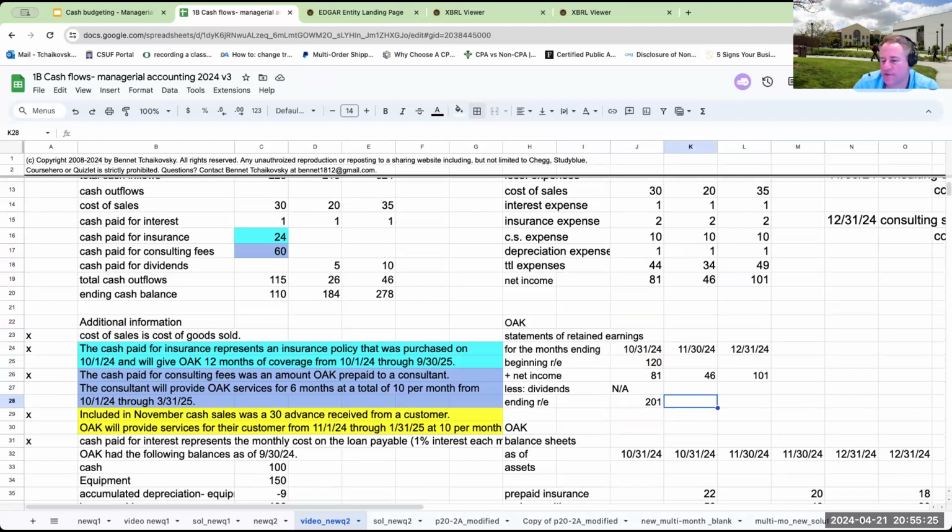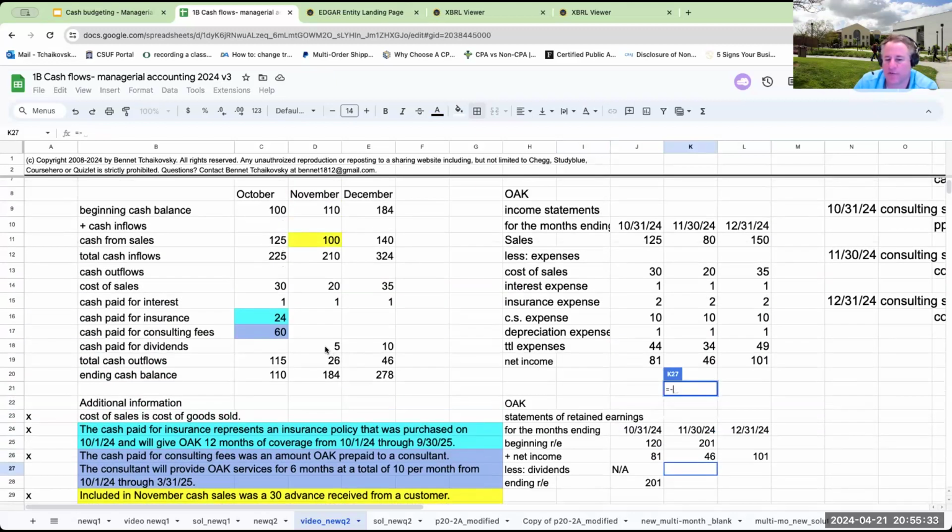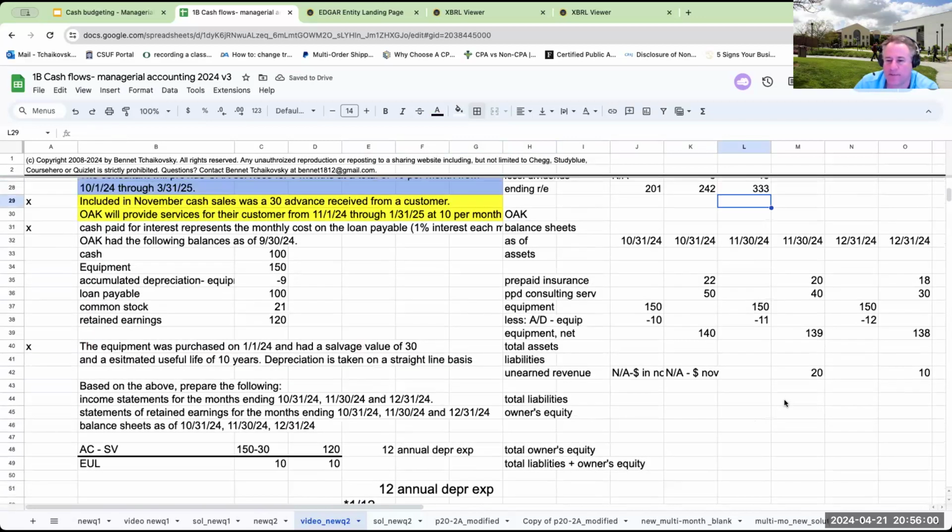This ending becomes my beginning for the following month. But over here, I paid dividends during November of 5. So my ending retained earnings is going to be my beginning plus my net income minus my dividends, or 242. My ending balance as of November becomes my beginning balance as of December. My dividends over here were at 10. Ending retained earnings is my beginning plus my net income minus my dividends, or 333.